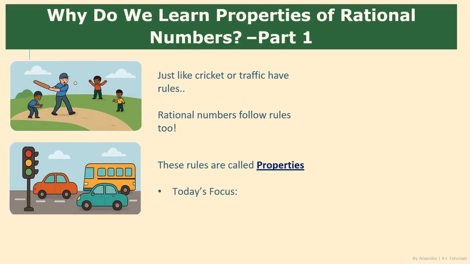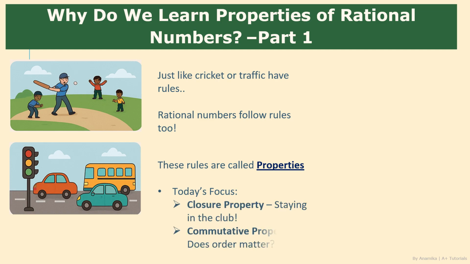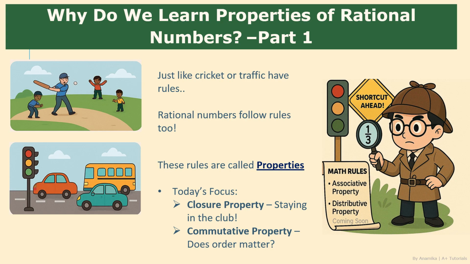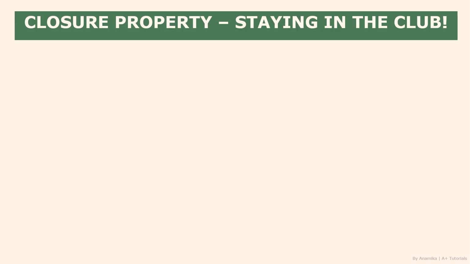In this first part, we will uncover the powerful properties with math examples and real life connections. We will start with closure property and commutative property. Later, in part 2, we will explore associative property and distributive property. First, we have the closure property.